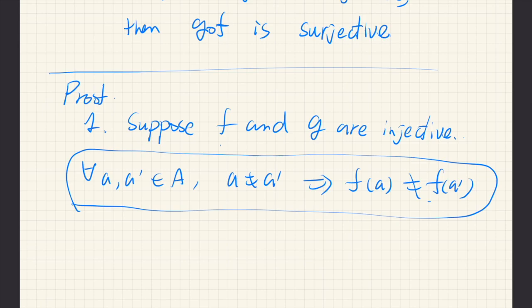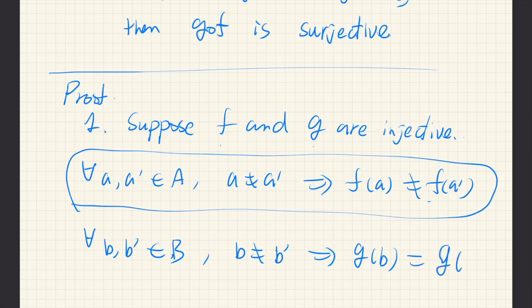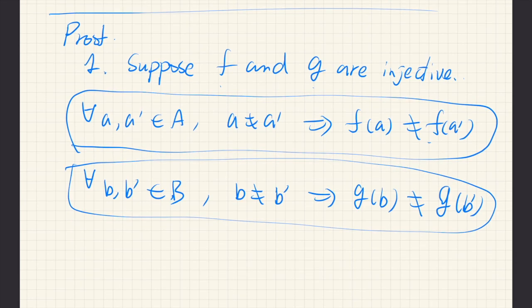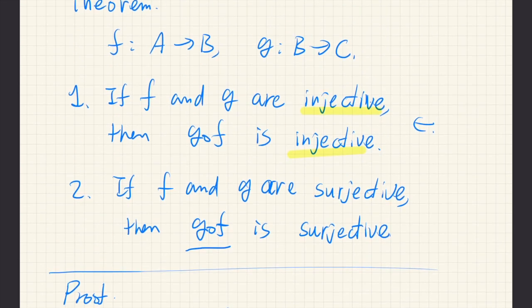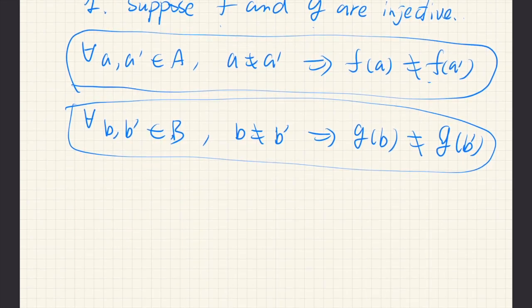So if f is an injection, then we can assume this. And same for g. Okay, for all elements B and B prime in B, if B and B prime are different, then g of B and g of B prime are different. Okay, so we can assume this also. Our goal is to show that g after f is injective here. So now, suppose A and A prime in A are different.